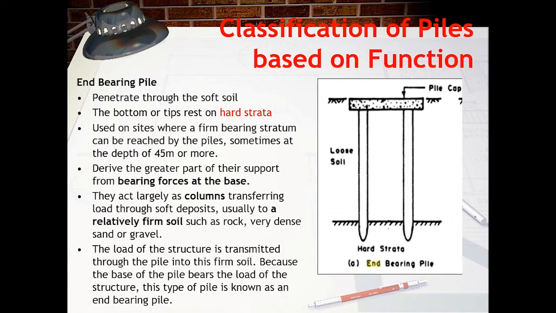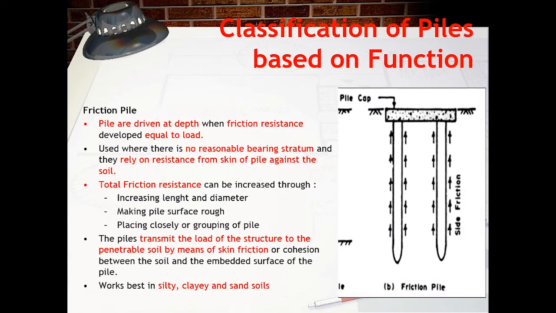The load of the structure is transmitted through the pile into this firm soil because the base of the pile bears the load of the structure. This type of pile is known as end-bearing pile. Next type of pile based on function is friction pile. Piles are driven at depth when friction resistance develops equal to load.